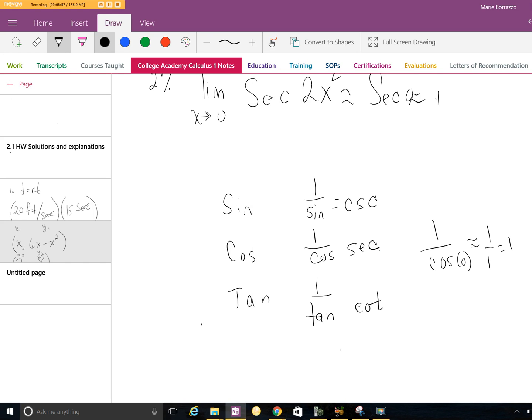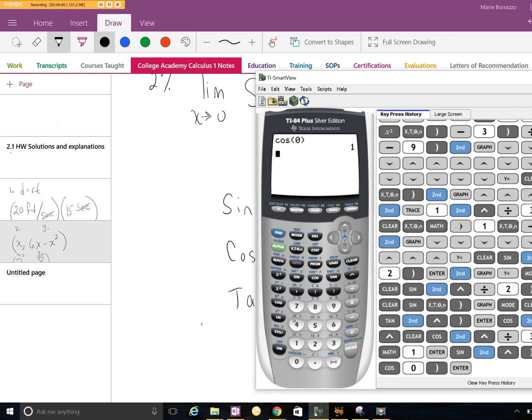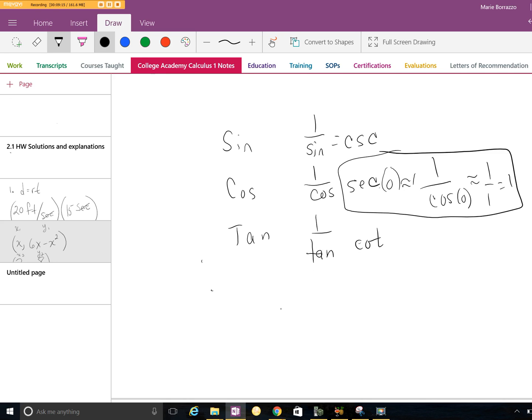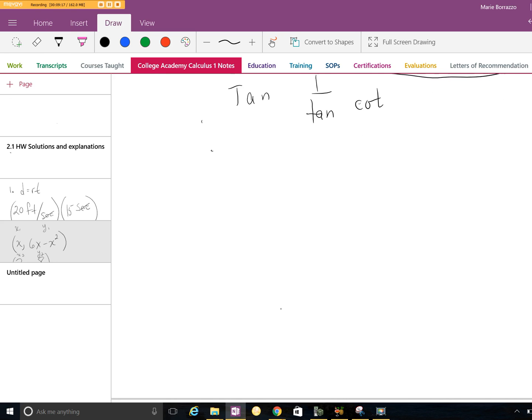Hence our answer, that the secant of 0 would also equal 1. Okay, so these two go hand in hand in terms of how they're viewed.